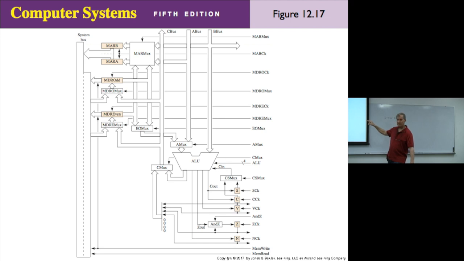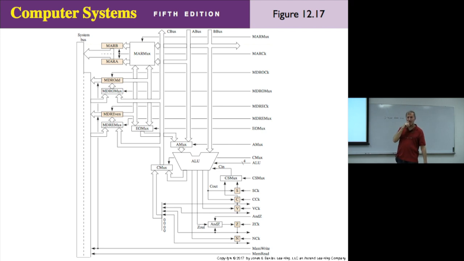There's an MDR odd and an MDR even. Are you with me? So those two MDRs, why do we have to have two MDRs? Because to speed this thing up, we're going to get 2 bytes concurrently, 2 bytes at the same time. And they're going to go into the MDR odd and MDR even. Are you with me? Does everybody see how that works?